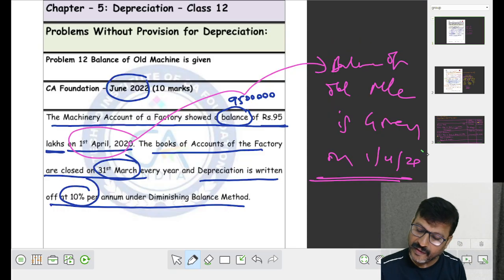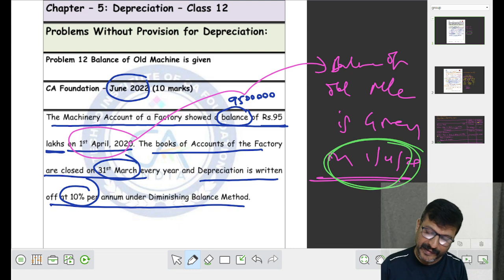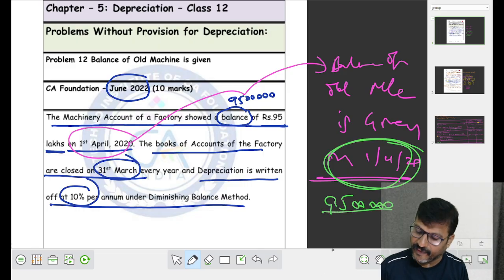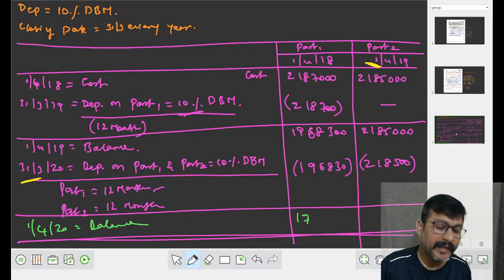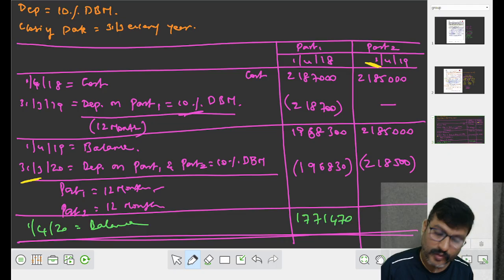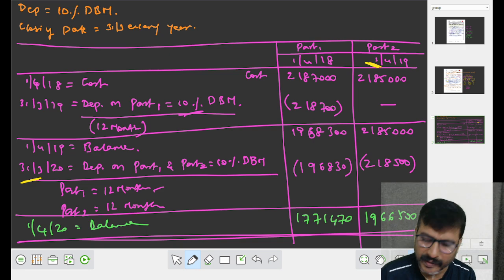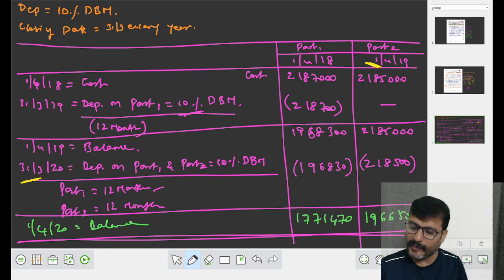See, the balance is given on what? April 2020. The balance is how much? The balance is 95 lakhs. This 95 lakhs is divided into part 1, part 2 and balance called part 3. Fine. Now let us work out a balance on 1st April 2020. What amount of balance is? 17 lakh 71,470. It comes to 19 lakh 66,500. Use a calci and work out. Now you got a balance of these two, right? Now let me move on to next concept.